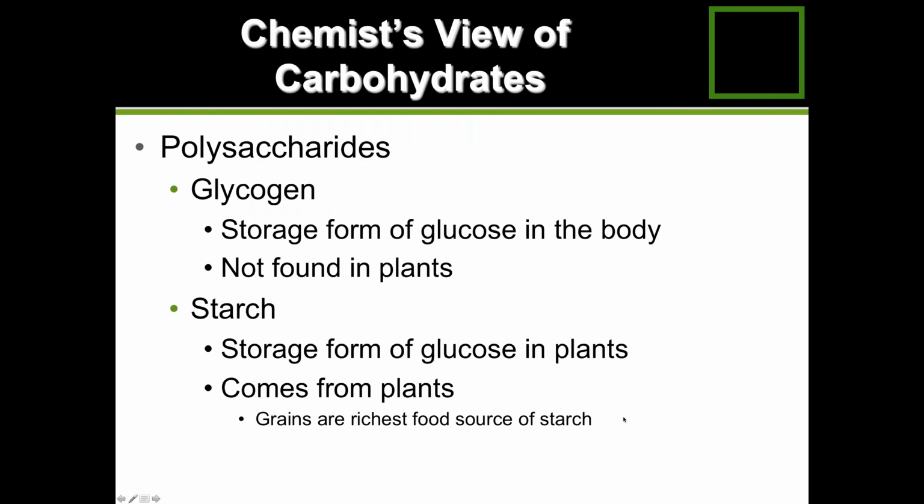All right, so now you have your polysaccharides. An example will be glycogen. What is glycogen? Glycogen is the storage form of glucose in the body. And this is not found in plants. Found in plants, it's starch. Starch is the storage form of glucose in plants. So obviously this is going to come from plants, and grains are the richest food source of starch.